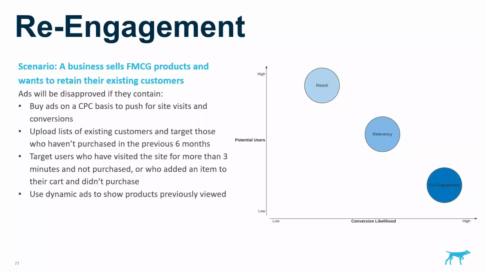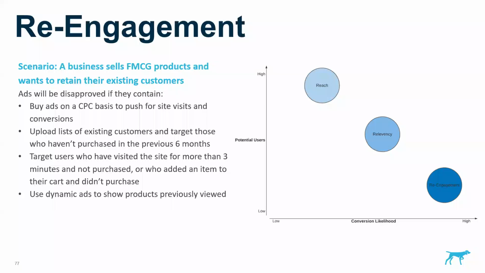So they're fast-moving consumer goods, and they want to find people who know their product and like their product. They're going to upload lists of existing customers and target those who haven't made a purchase in the previous 6 months, and just try and get them back in. Similarly, they'll target users who have visited the site for more than 3 minutes and not purchased, or who've added an item to their cart and didn't purchase.